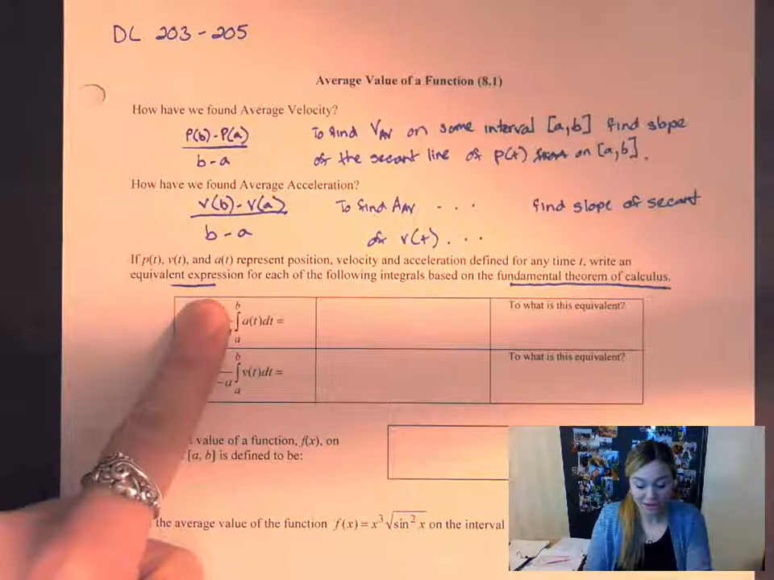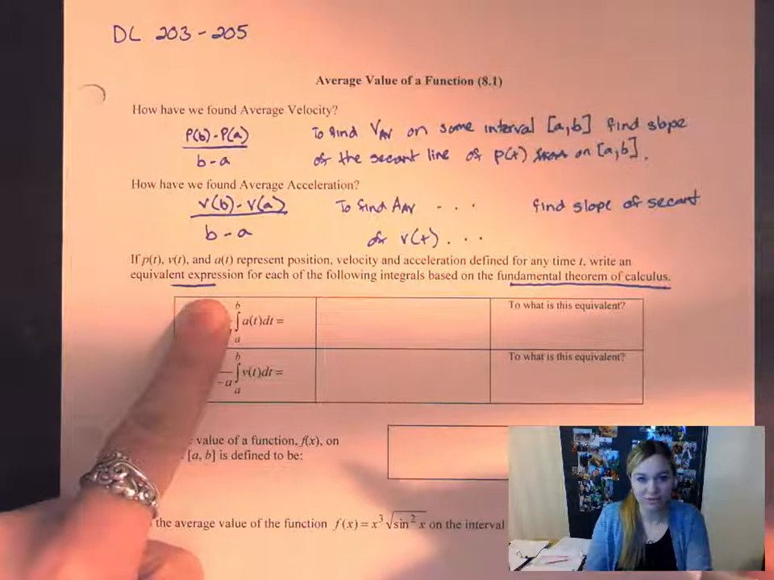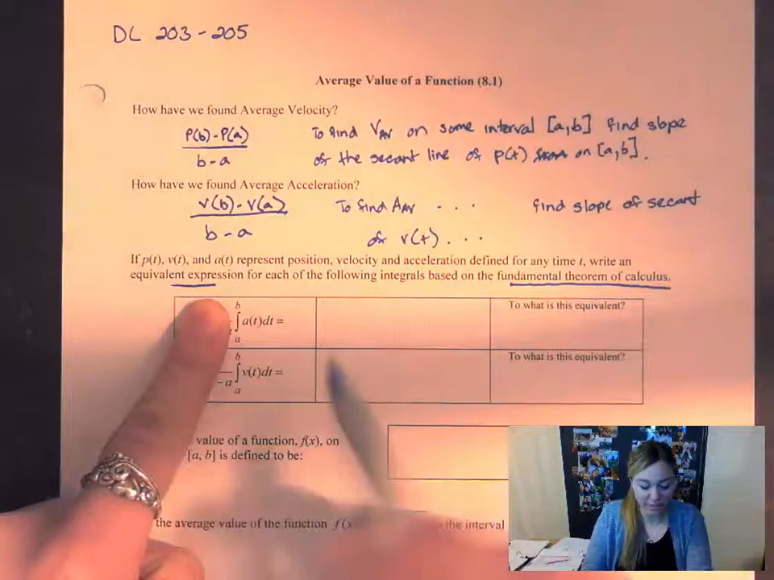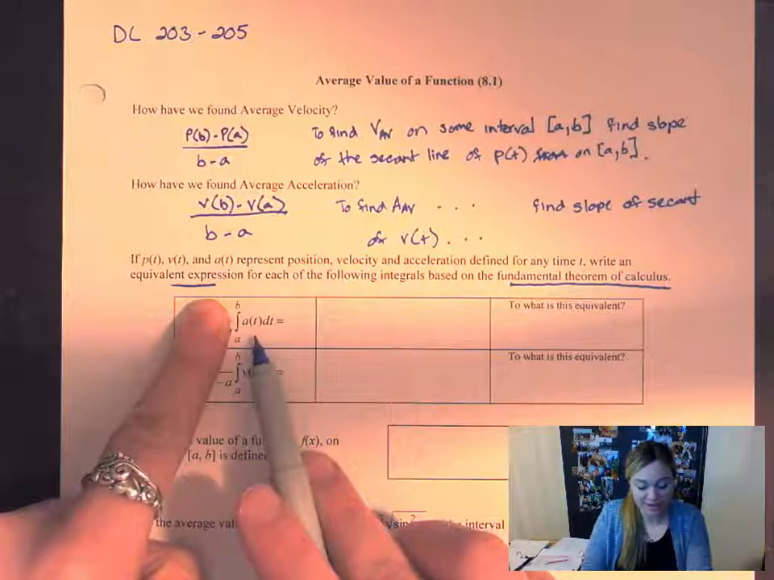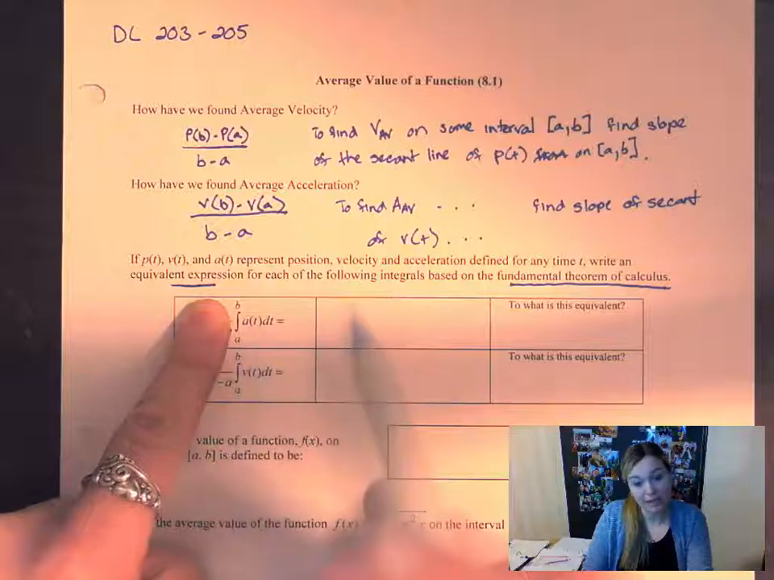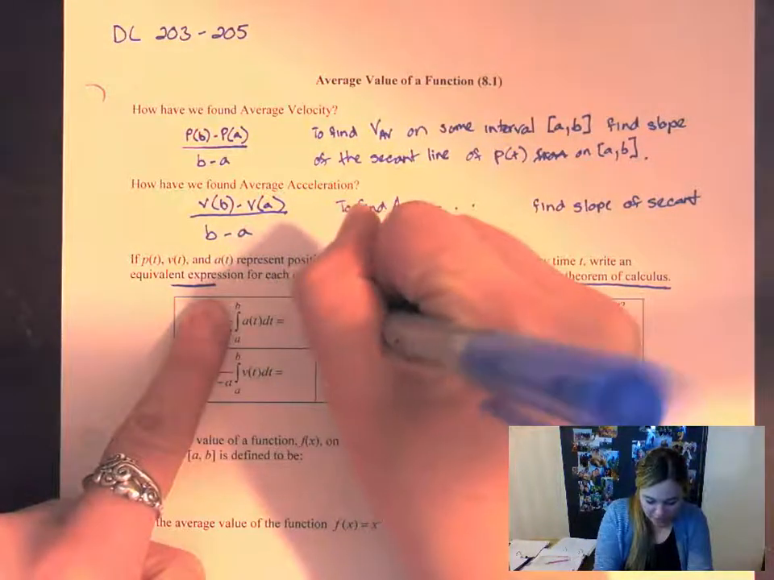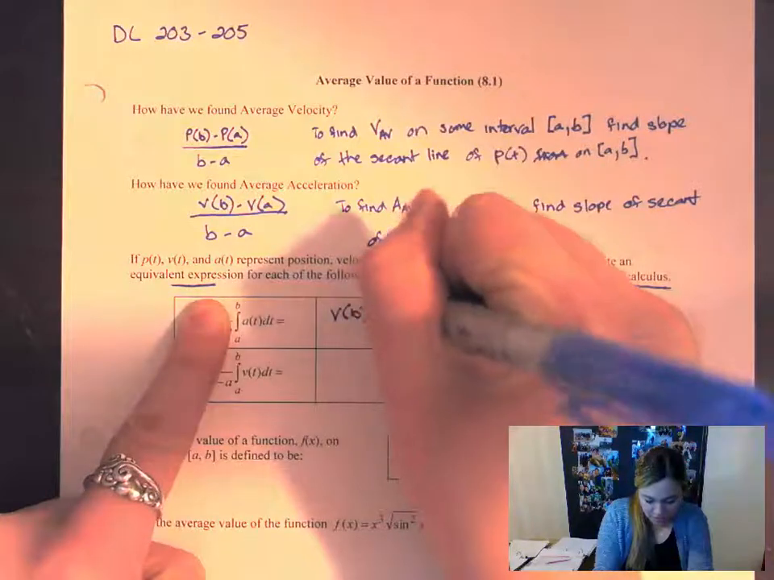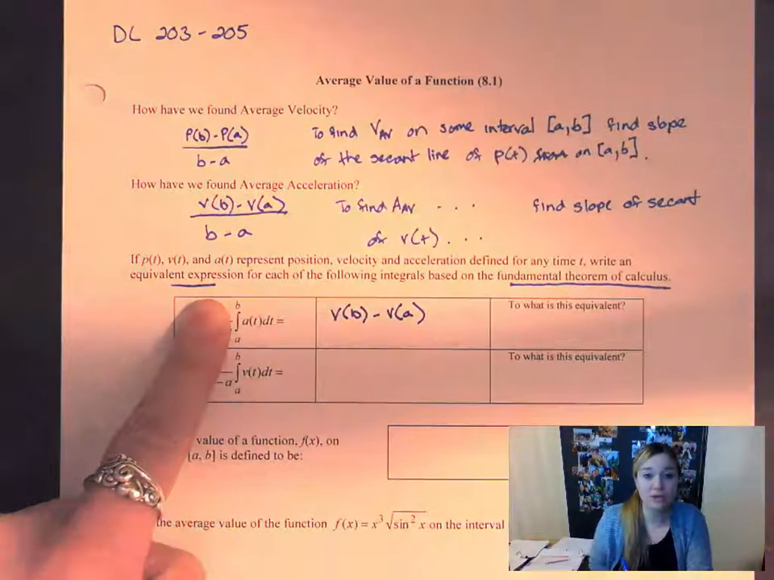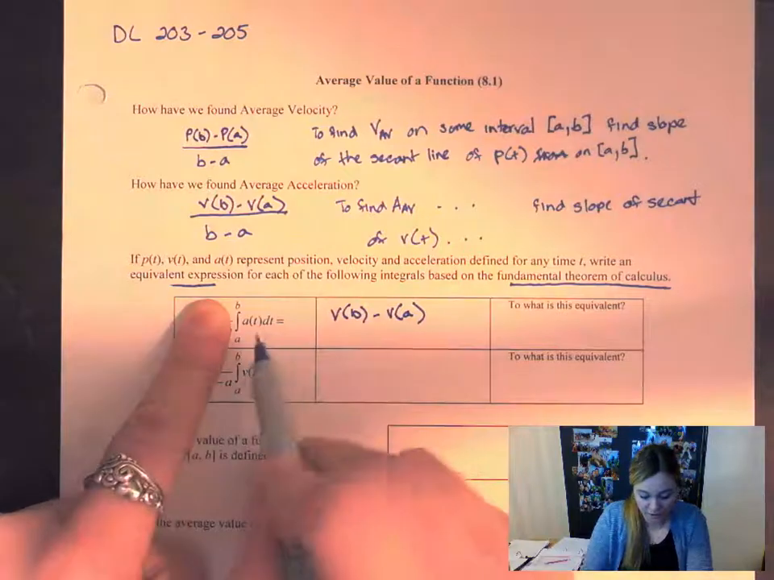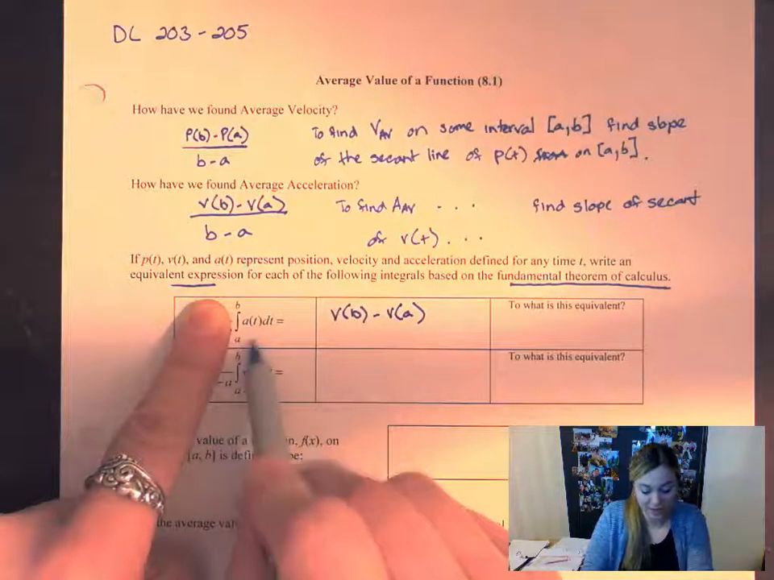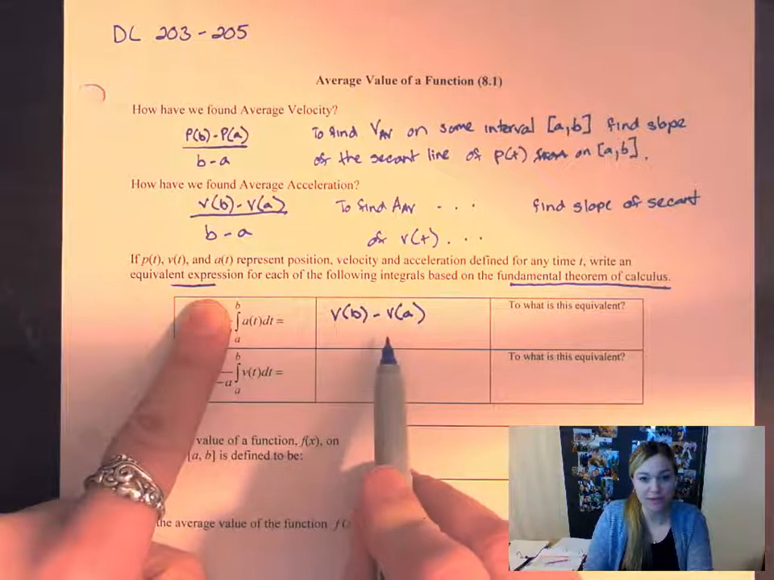I can do the area under the curve of A of T, but I don't have a curve of A of T. So what I need to do is think about the fundamental theorem of calculus. What is the antiderivative of acceleration? Or an antiderivative? Velocity. So according to the fundamental theorem of calculus, the integral from A to B of A of T dt is V of B minus V of A.